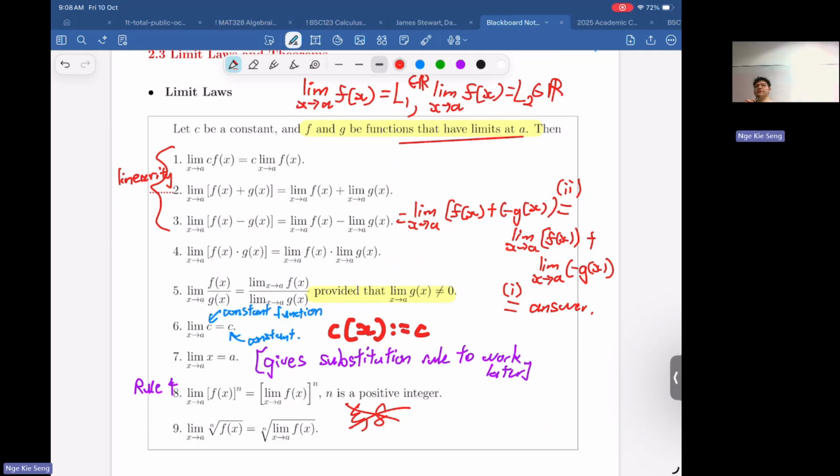What's the graph of a constant function? Let me test you. Think of y equals 2, y equals 1. What's the graph? Any idea? Straight line, not enough. It's a horizontal line, because a vertical line is also a straight line, and a linear line is also a straight line. So it's a horizontal line, where c(x) equals c is actually the horizontal line.